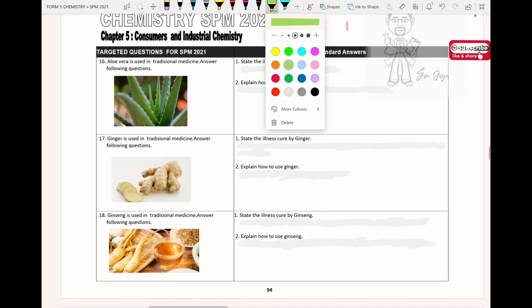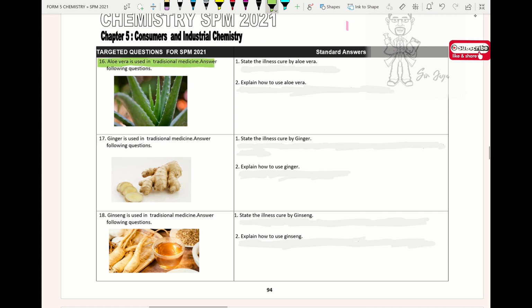Traditional medicine. So try to check the first question. Aloe vera is used in traditional medicine. Okay, answer the following question. State the illness that can be cured by aloe vera. So it's used to treat skin wounds, skin burns, or skin itchiness, skin allergic, all that.